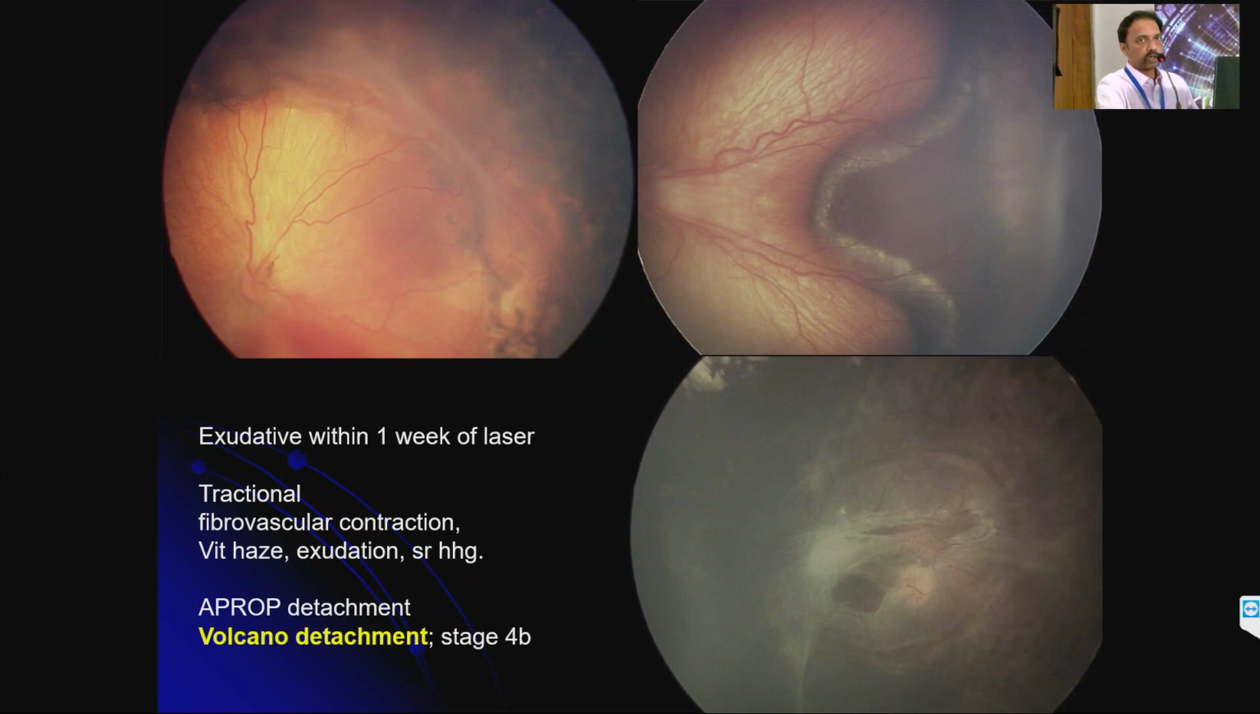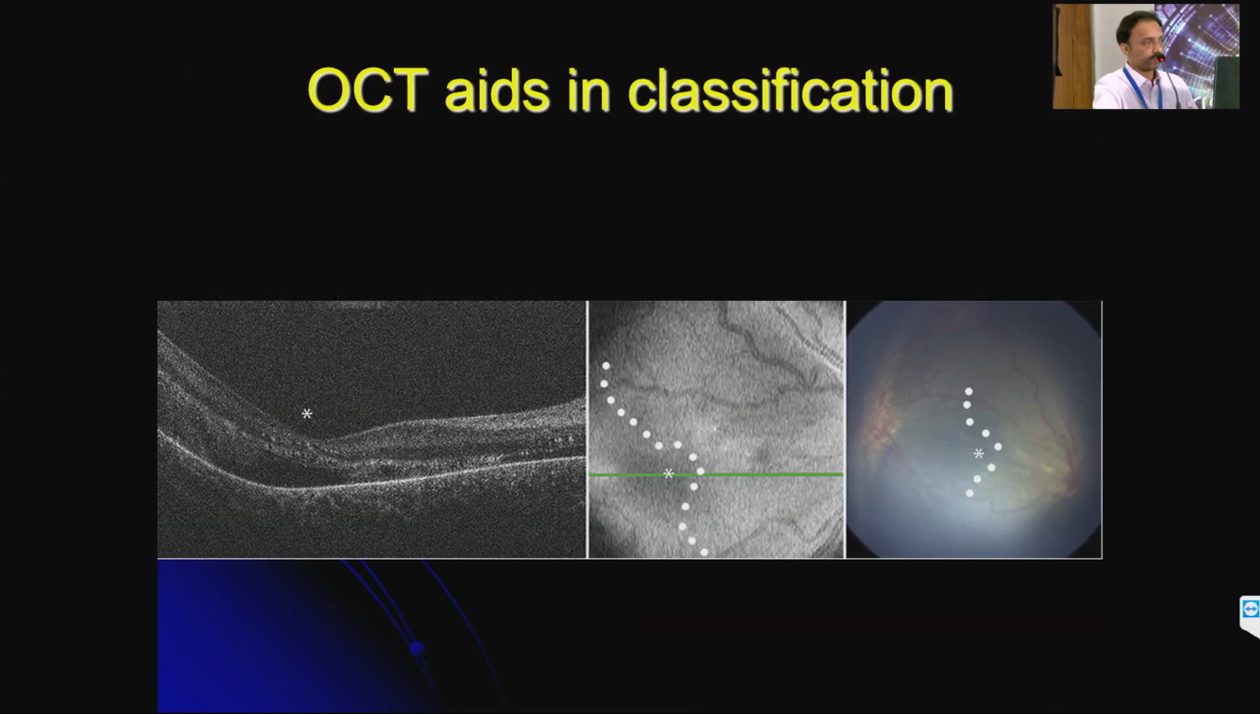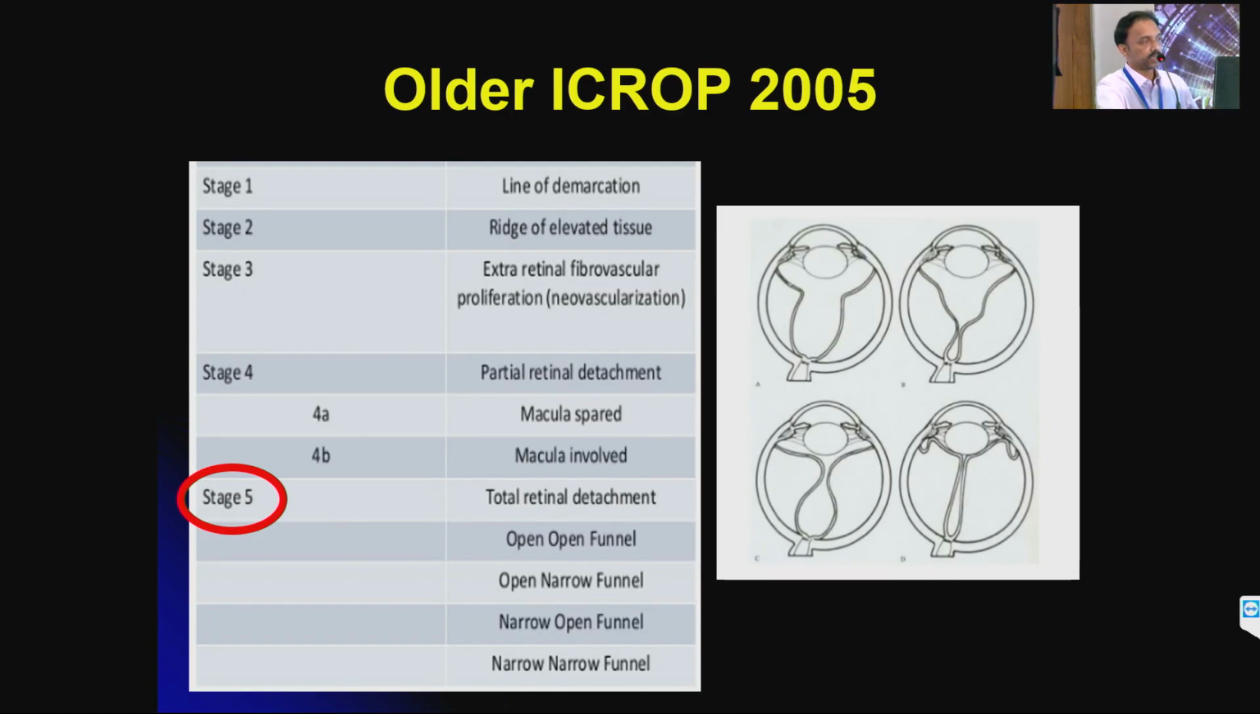Now, in terms of retinal detachment, one thing new that they have talked about is a volcano detachment, the term that they've used to describe retinal detachment following an APROP. So in these patients, the macula is involved, the periphery is attached. So they said that they should still be called 4B disease. And also they talked about the role of OCT in the classification. Now, this is a patient who looks like the macula is on, 4A, but if you take an OCT, you see there's a detached fovea. So sometimes on the basis of these investigations, you need to reclassify the disease.